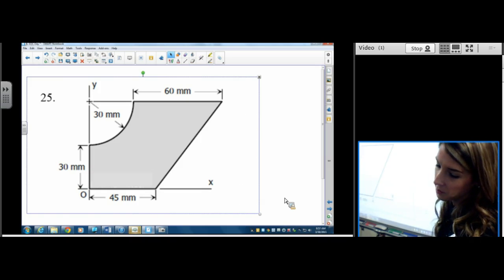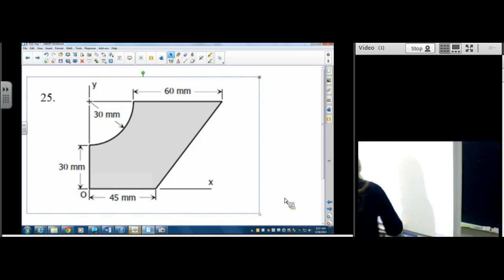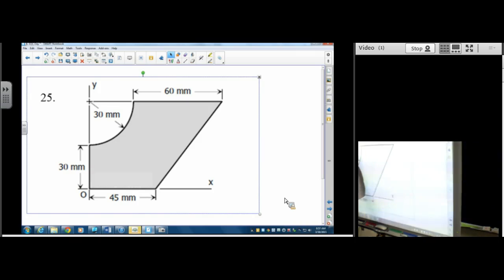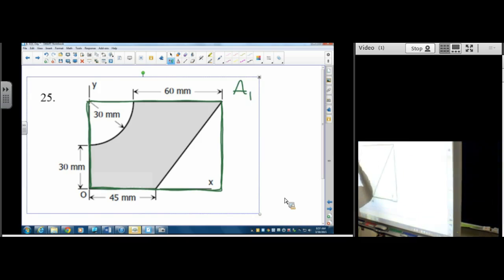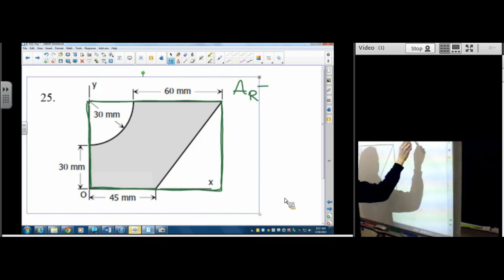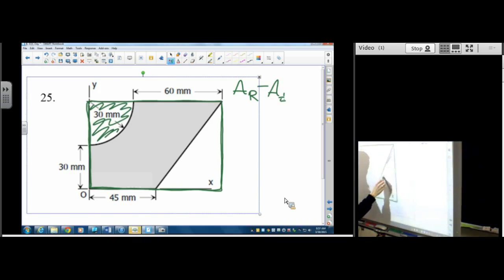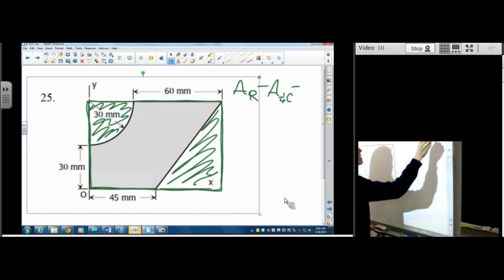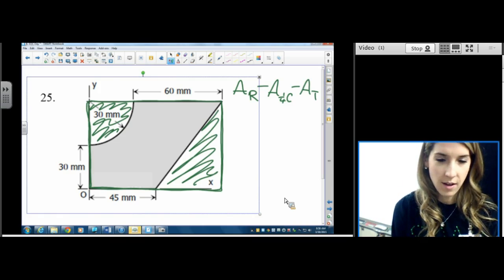So what is going on here? How are we going to do this one? I actually recommend on this one that we do the area of the rectangle minus, just like you said, the area of 1/4 of a circle minus the area of a triangle. That's what I would recommend on this one.